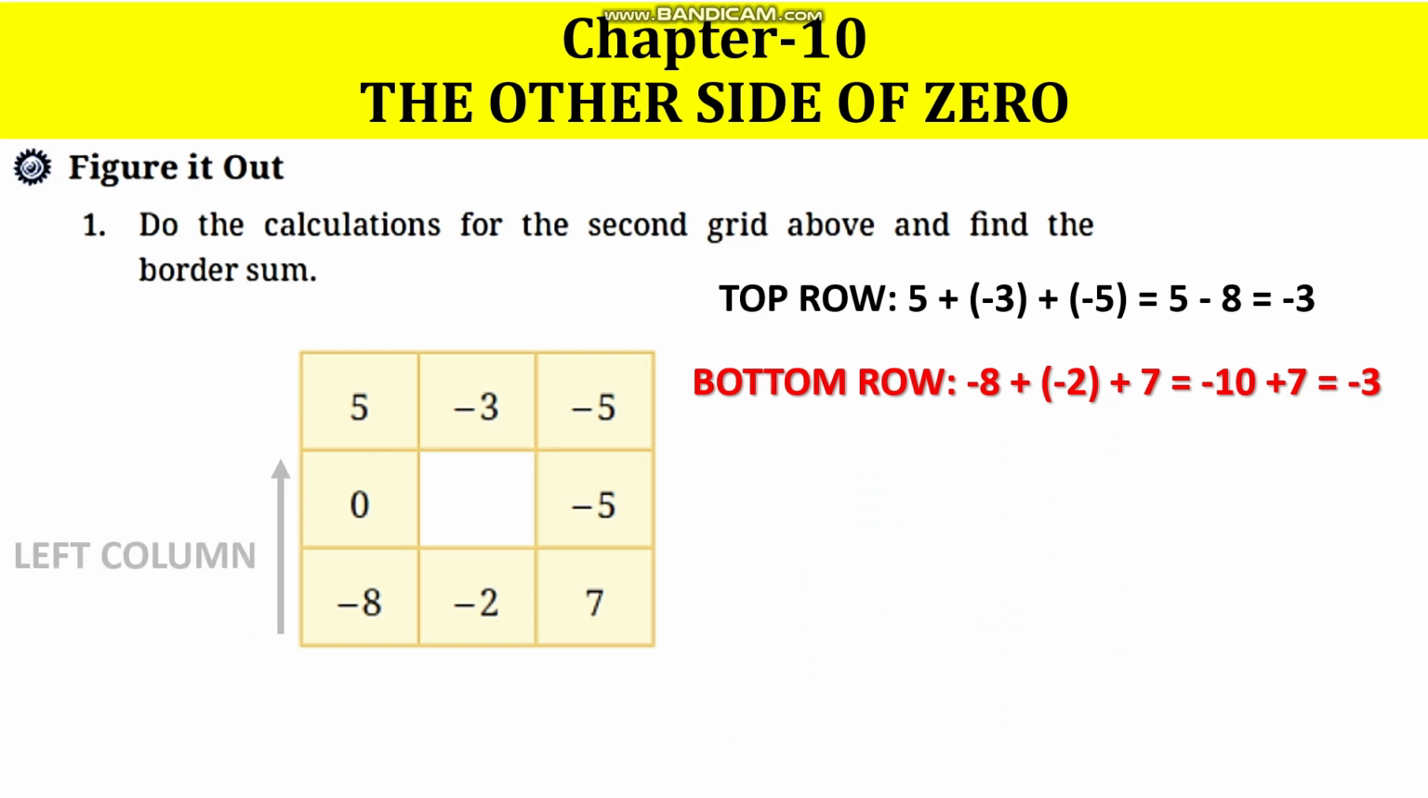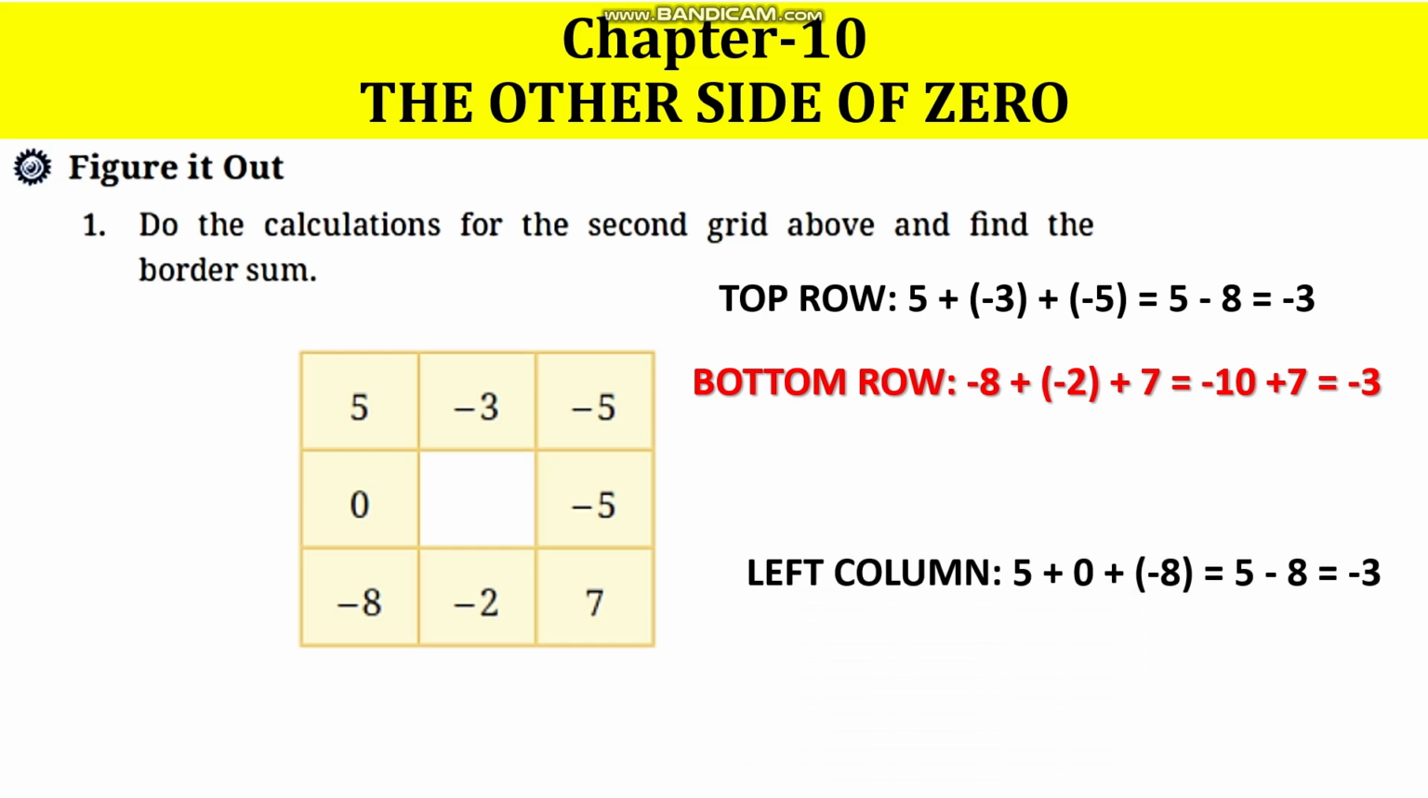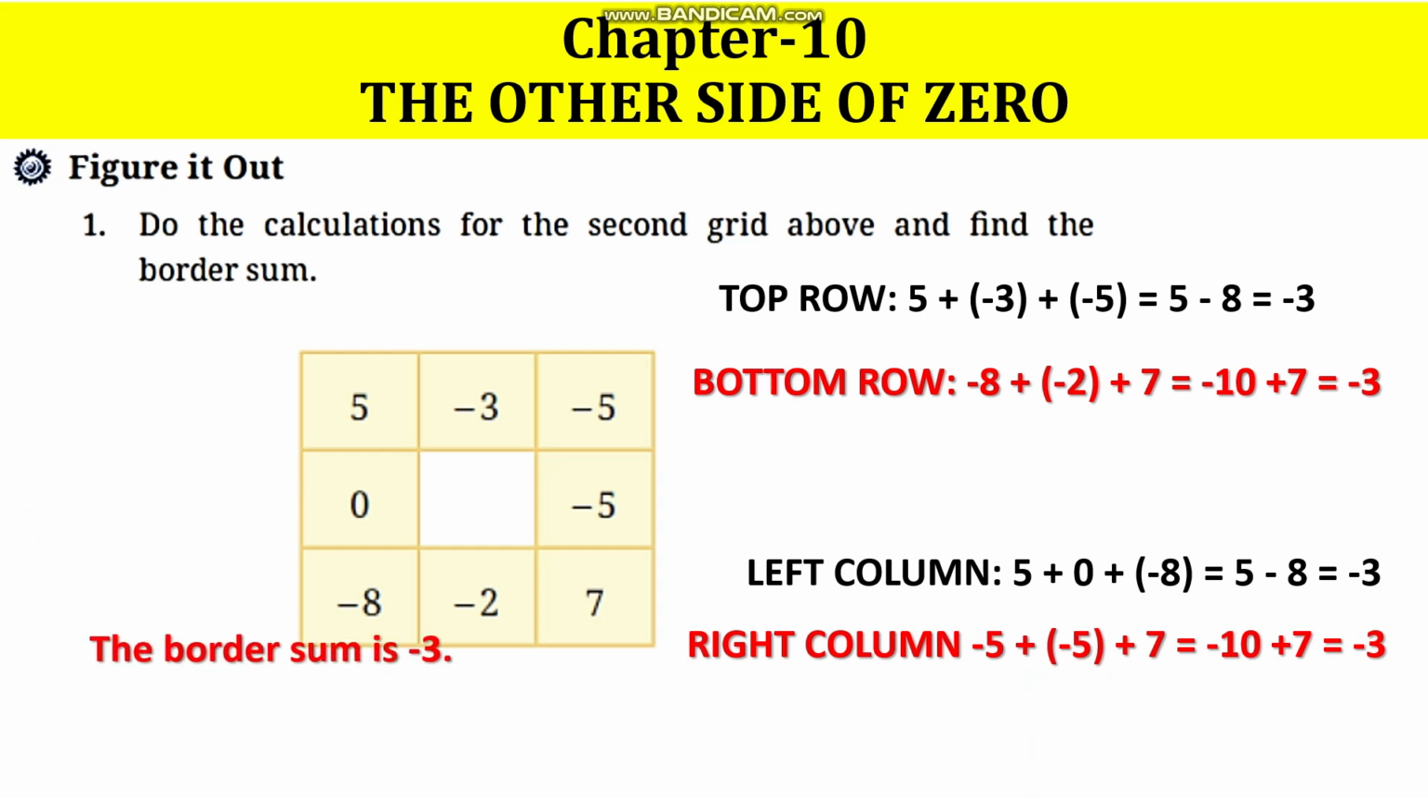Again when we add these integers, we get the sum -10 plus 7, and the total is -3. Now when we talk about the left column, we have the integers 5, 0 and -8. When we add these, we get 5 minus 8, which is also -3. The right column integers are -5, -5 and +7. Adding these, we again get -10 plus 7, and the total is -3. That means the border sum of this hollow integer grid, row wise or column wise, is -3.